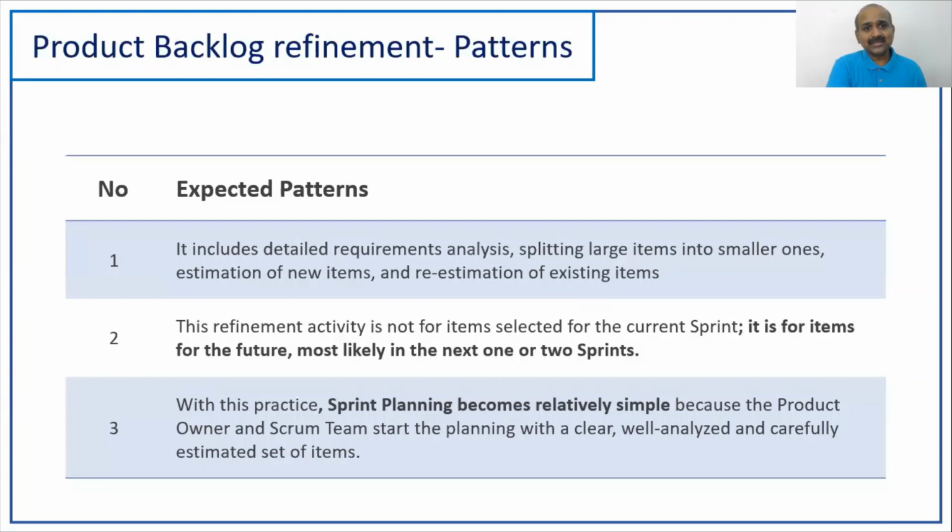Yeah. So what are the expected patterns of product backlog? Right, friends? It includes detailed requirement analysis. It splits large items into smaller ones. It involves estimation of new items and re-estimation of existing items. So it is not for the items that are targeted for the current sprint. It is for the items that are targeted for the future, at least for the next 1 or 2 sprints minimum.